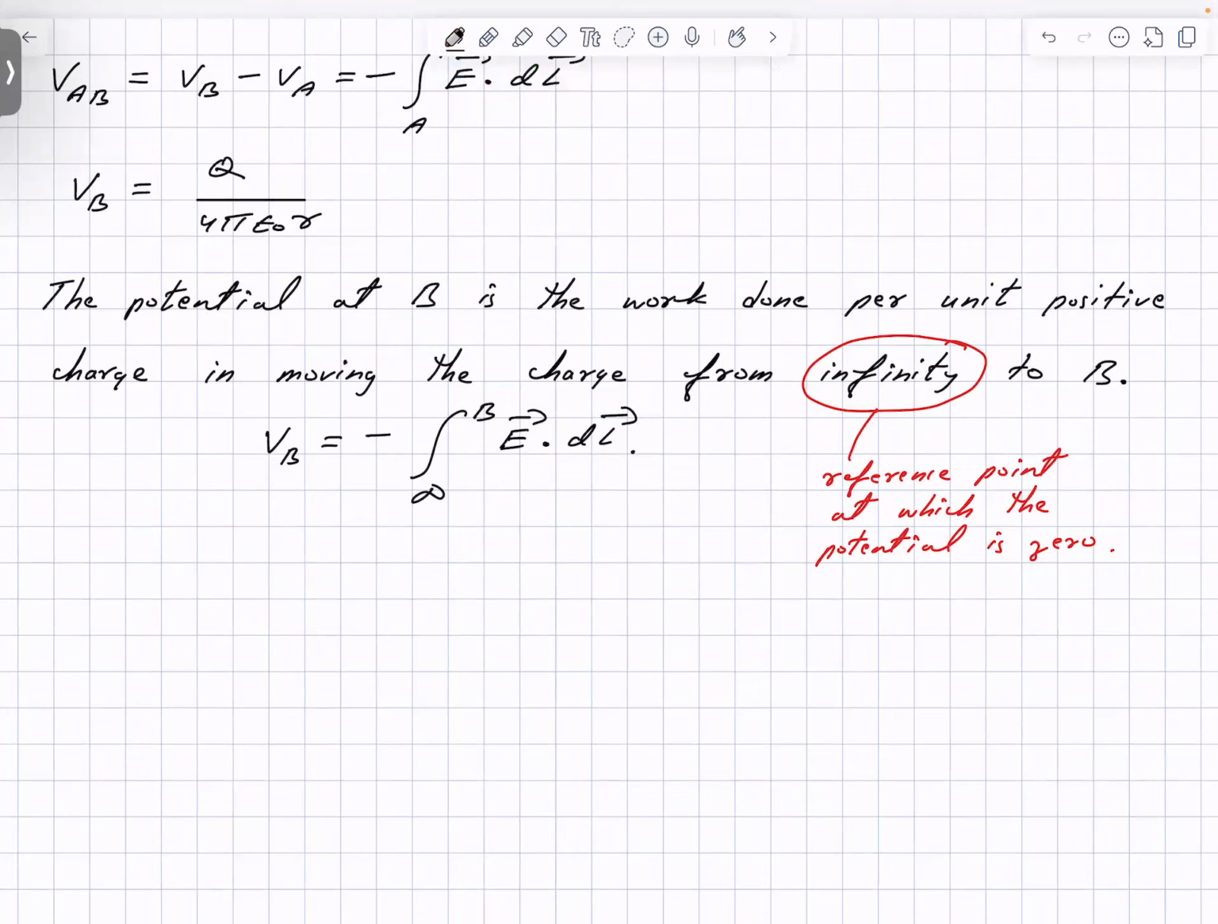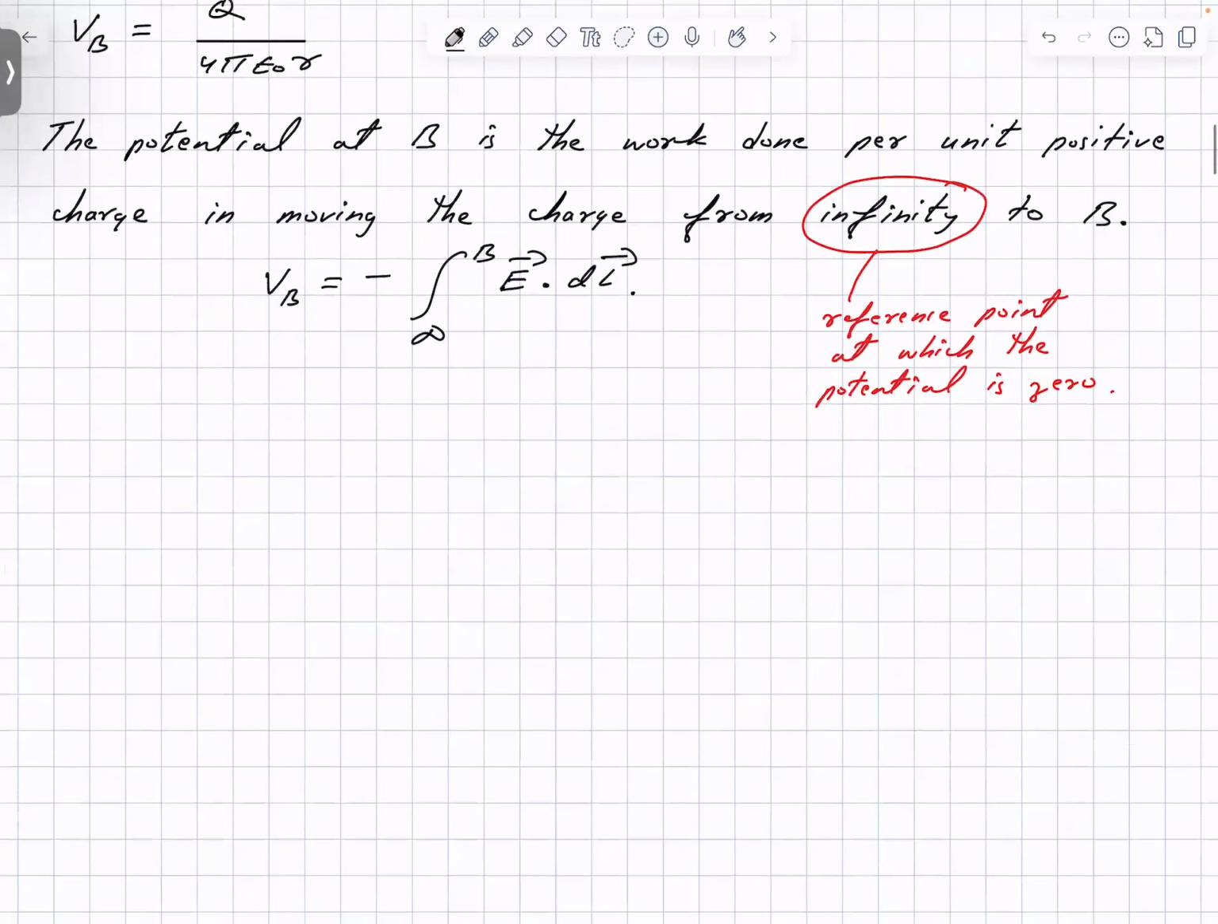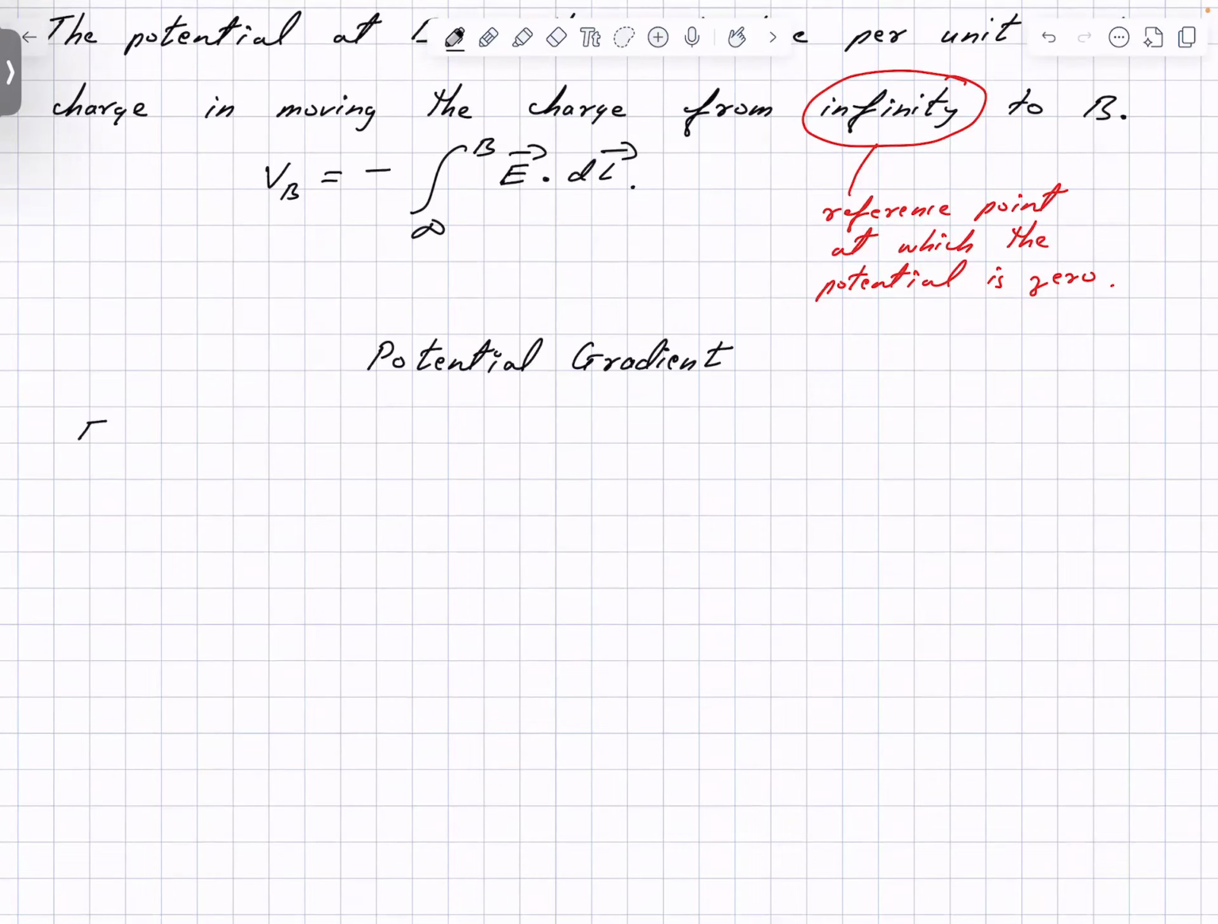In the last class, we also talked about a special derivative, a vector derivative of a scalar field, a scalar function. We talked about the gradient. That special derivative is the gradient, so the gradient of the potential field. We'll continue talking about that today: potential gradient. What we saw in the last class is that electric field intensity is given by the negative gradient of the potential field.